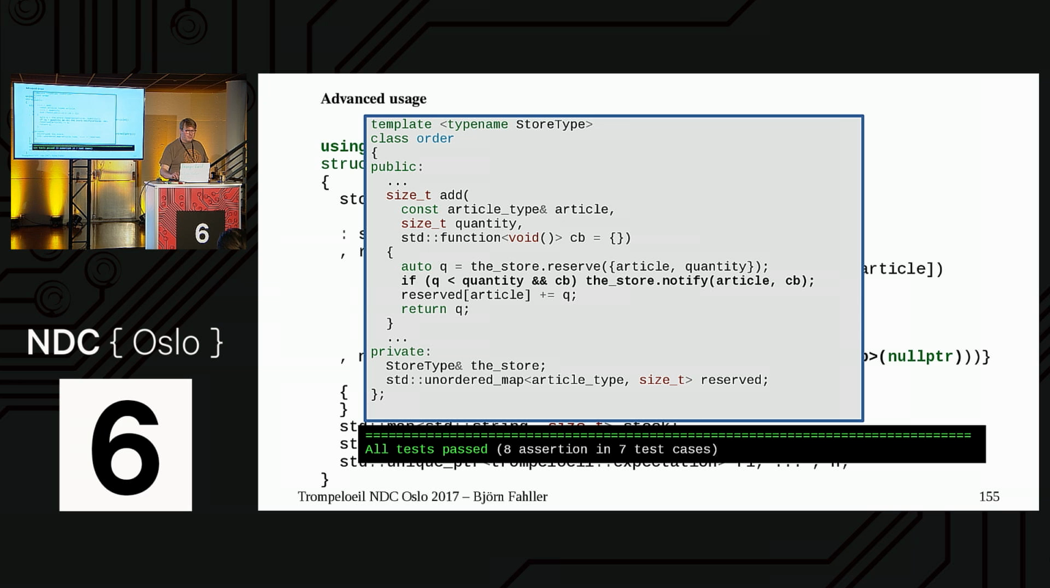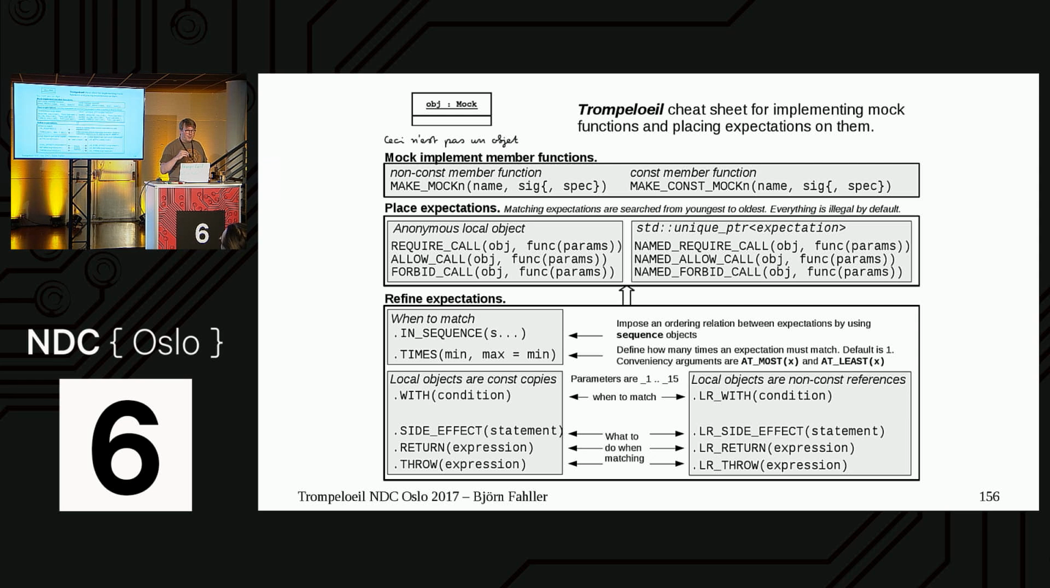Now it's time for me to wrap up because I don't have time to talk about more advanced stuff. Here's one thing, though. Trompeloeil has, if you go to the GitHub page and click on documentation, a cheat sheet. It's two A4 pages. Print them out, pin them to the wall next to your screen. Here we can see pretty much everything that I've talked about today.